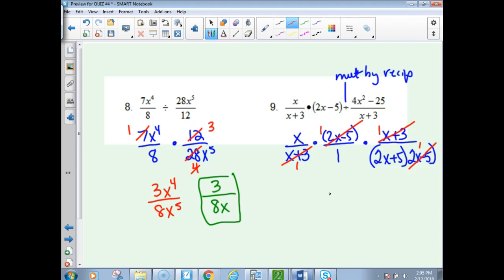x times 1 times 1 would be x. And on the denominator, 1 times 1 times 2x plus 5 times 1. 2x plus 5. Do not cancel out the 5s. The x's. I got distracted and I said the wrong thing. Do not try to cross this out. You can't do that. These guys are married in the denominator.